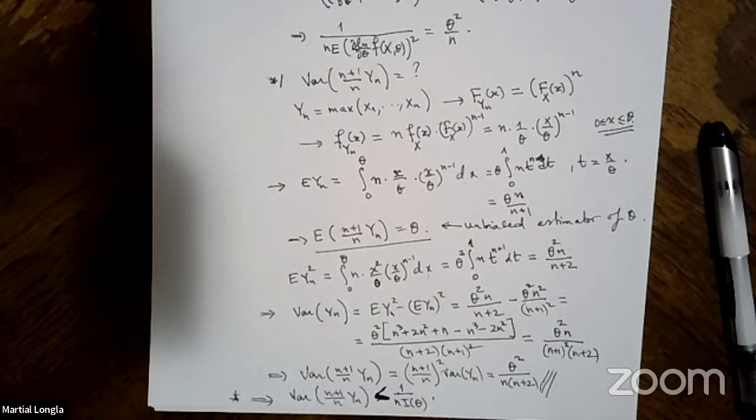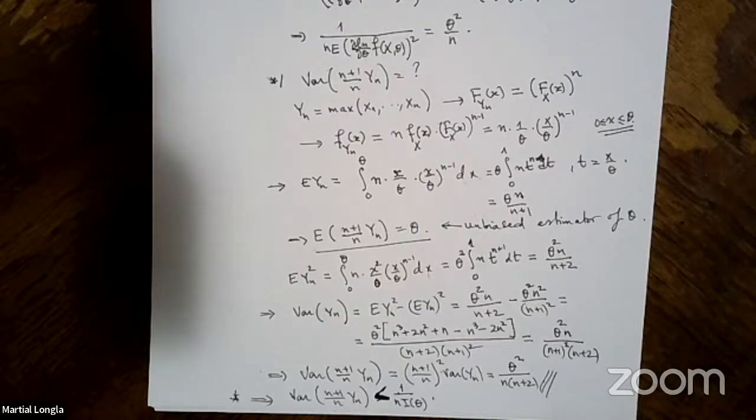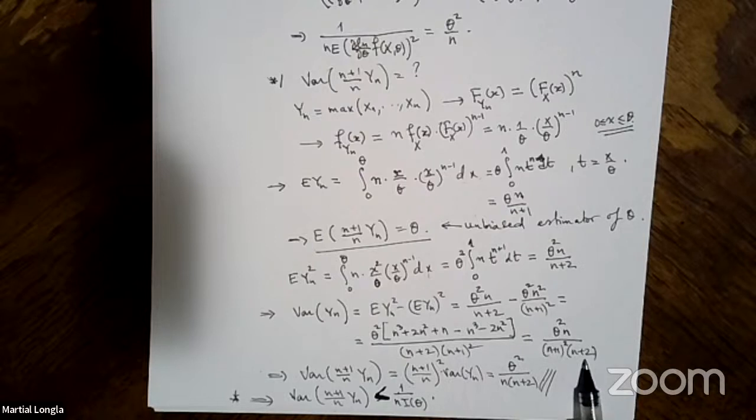Dr. Longla? Yes. Although it doesn't matter, right? I think for the variance of n plus 1 over n Yn, you wrote n instead of n plus 1 at the end. You wrote n and n plus 2, but shouldn't it be n plus 1 times n plus 2? What do you mean? Here? Yeah, shouldn't that be n plus 1 times n plus 2? I took that variance multiplied by n plus 1 over n squared. That's what you get. Oh, okay. Yeah, the variance formula. Okay.